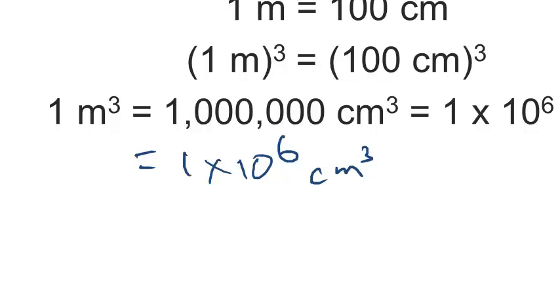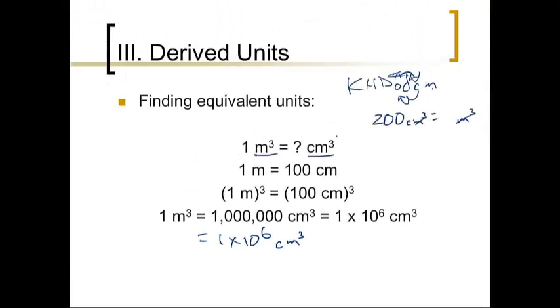So we could do dimensional analysis, say 200 cubic centimeters times cubic centimeters on the bottom, cubic meters on the top, and your numbers, 1 cubic meter, 1 times 10 to the 6th cubic centimeters. Okay.